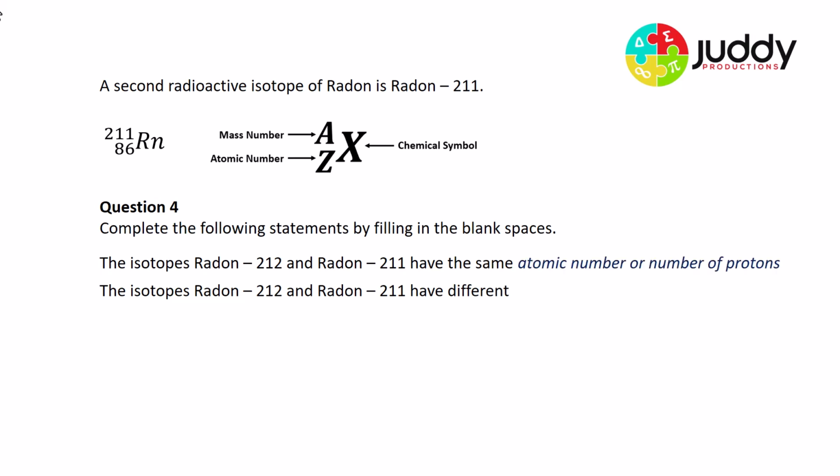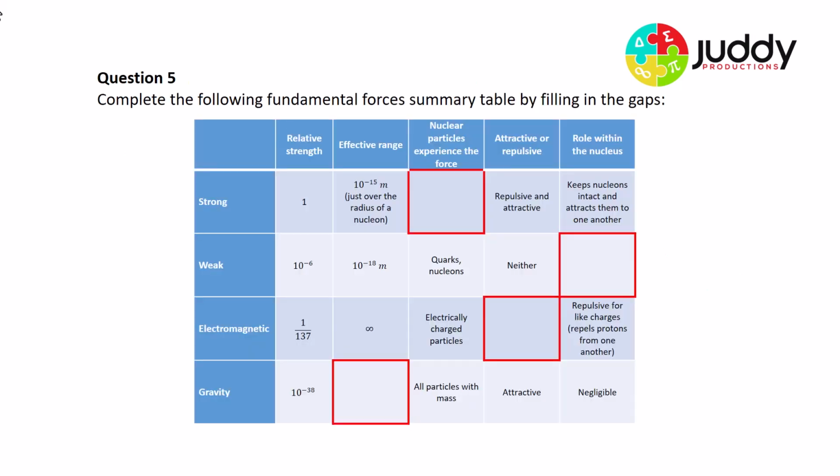So first of all, radon-212 and radon-211 have the same atomic number and the number of protons. Okay, they both have 86 protons. That's the similarity. And the difference between radon-212 and radon-211 is they have a different mass number. 212 has, as the name suggests, a mass number of 212, and radon-211 has a mass number of 211. Because the number of protons are identical, it's actually the number of neutrons that is the difference. I suppose you could also have accepted a different number of nucleons. 1 mark for each.